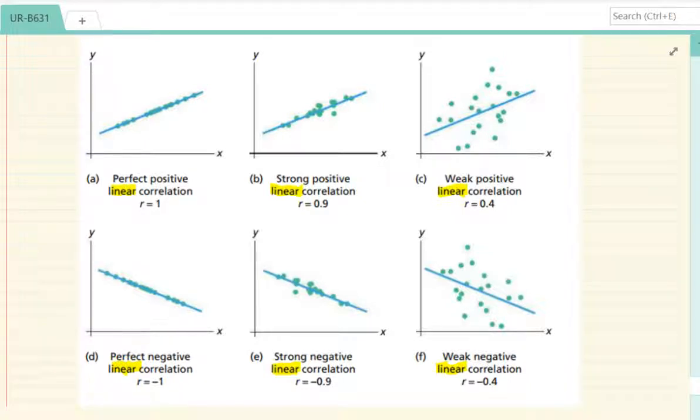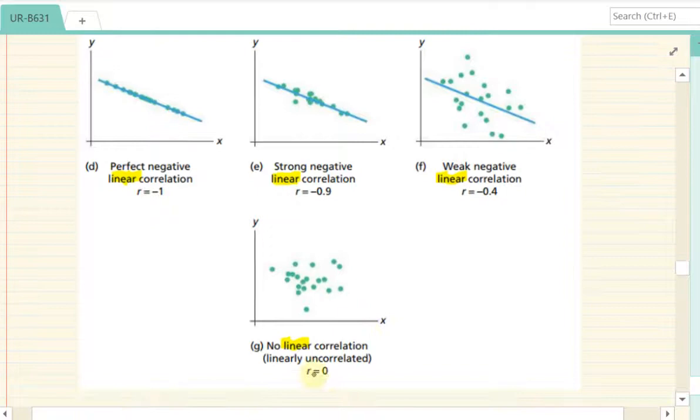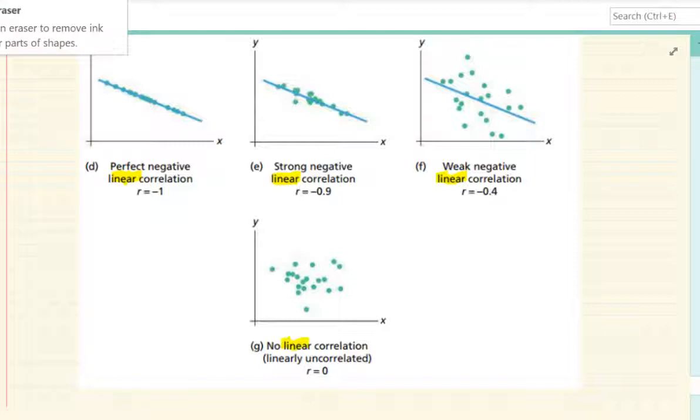Okay. And then, of course, R is getting more and more negative here, and eventually it goes down to 0. Look at 0 here. There is no clear trend in this data. So you don't see any trend in the data in this case.